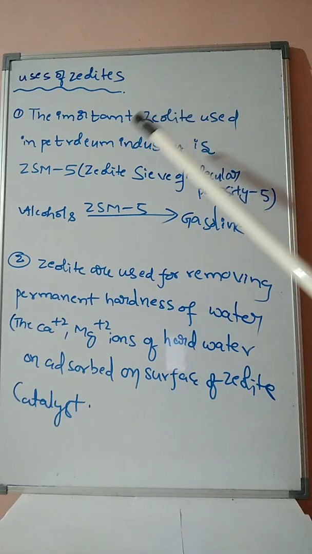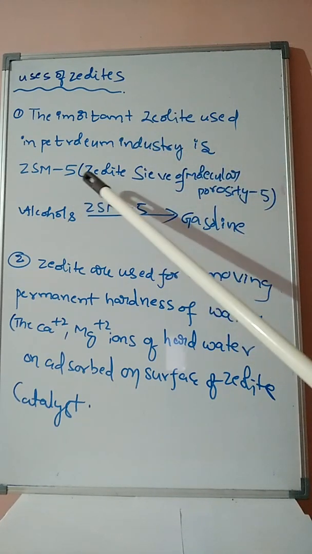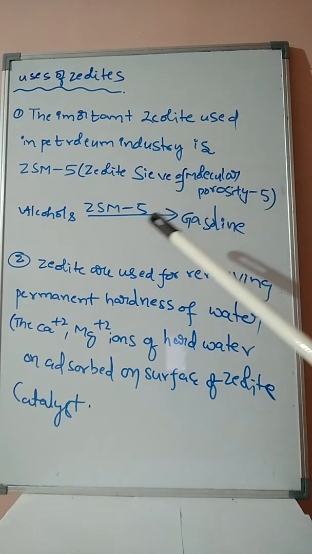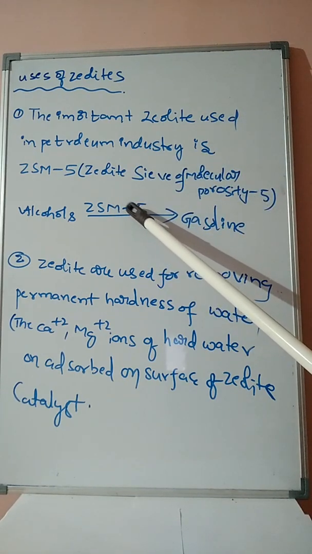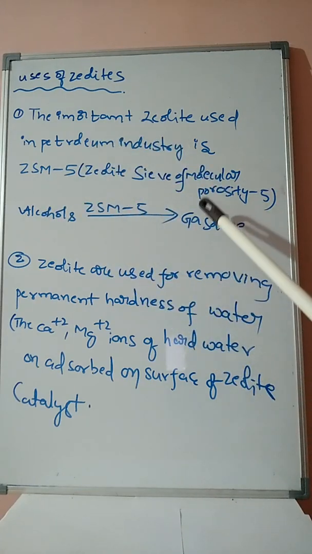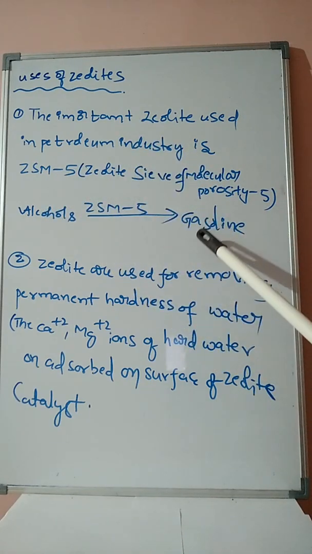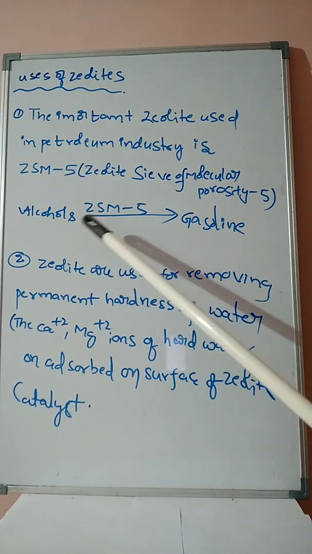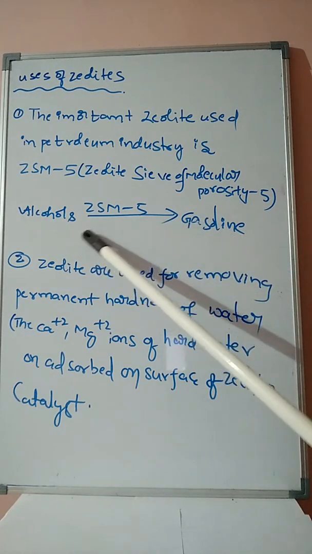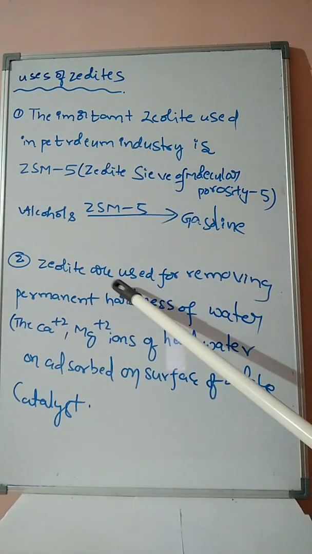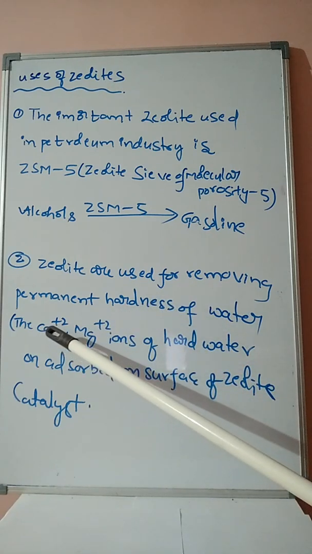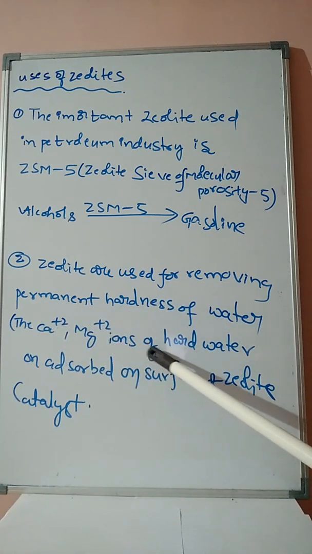The next, students, uses of zeolites. The important zeolite used in petroleum industry is ZSM5. The full form is zeolite sieve of molecular porosity 5. ZSM5 can be used for the conversion of alcohols into gasoline. Gasoline means petrol, diesel and mixture of hydrocarbons, etc. In examination they will ask, name the catalyst which can be used for the conversion of alcohols to gasoline. ZSM5.